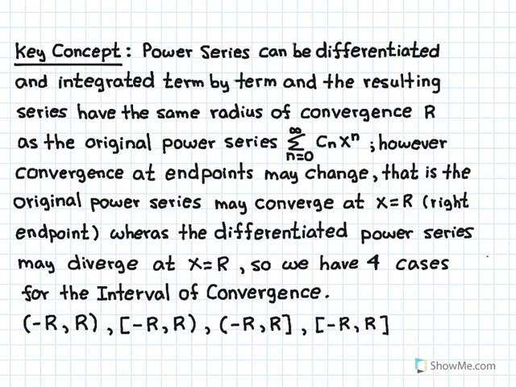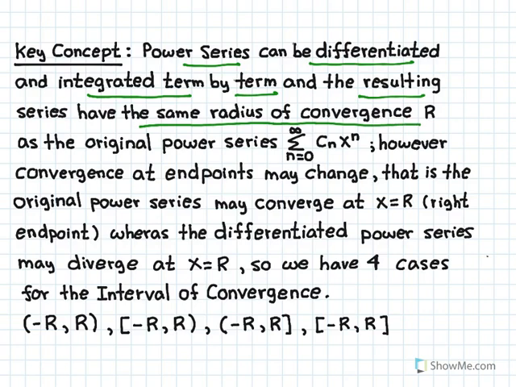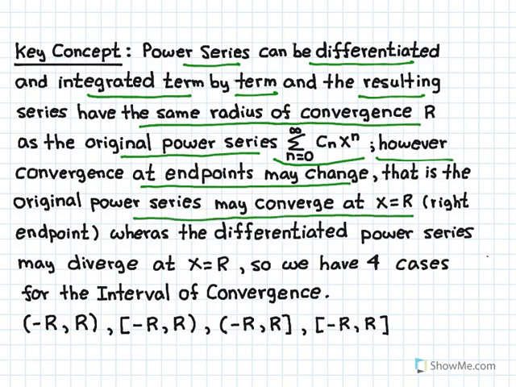All right, so the key concept here is that the power series can be differentiated or integrated term by term, and the resulting series will have the same radius of convergence r as the original power series, summation n equals 0 to infinity, c sub n x to the power of n. However, convergence at endpoints may change. That is, the original power series may converge at x equals r, for example, the right endpoint, whereas a differentiated power series may diverge at the same endpoint at x equals r.